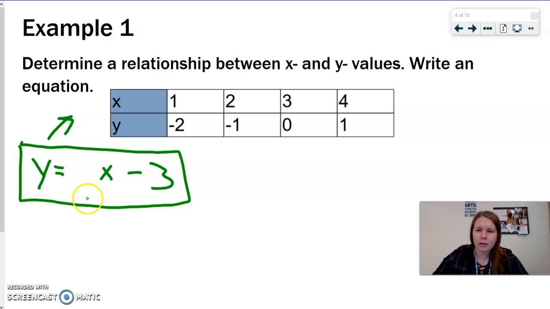So a lot of it's trial and error. I'd start by looking at multiplication and or division. If those don't work, switch to thinking about addition or subtraction, and just make sure that it works for all of those points within that table.